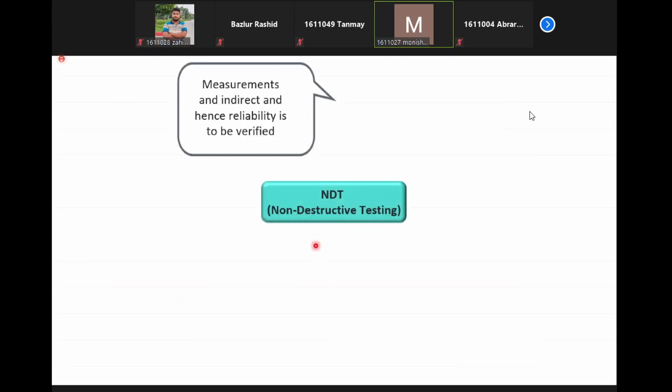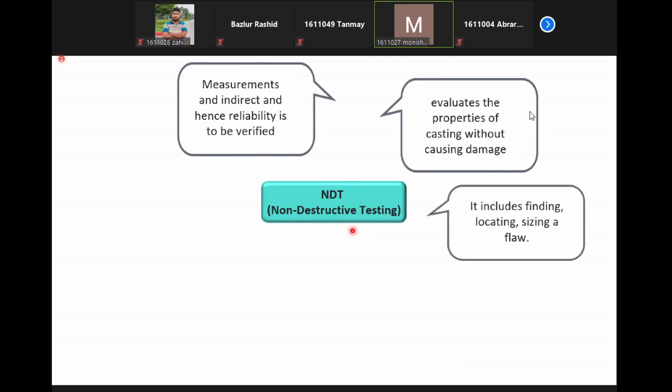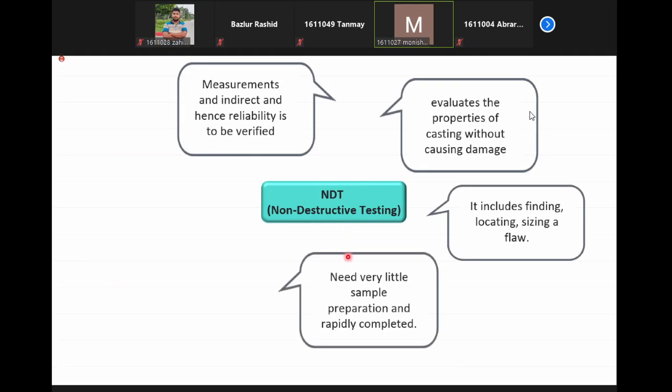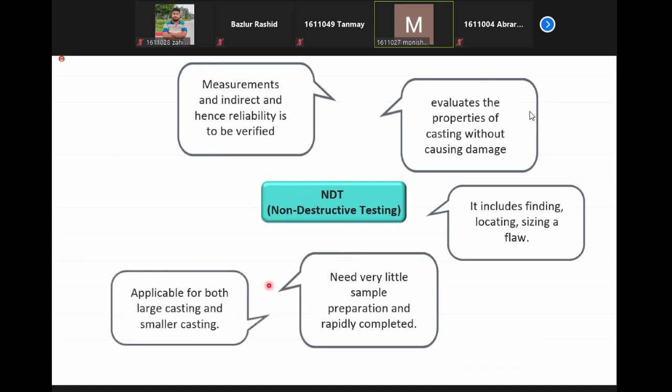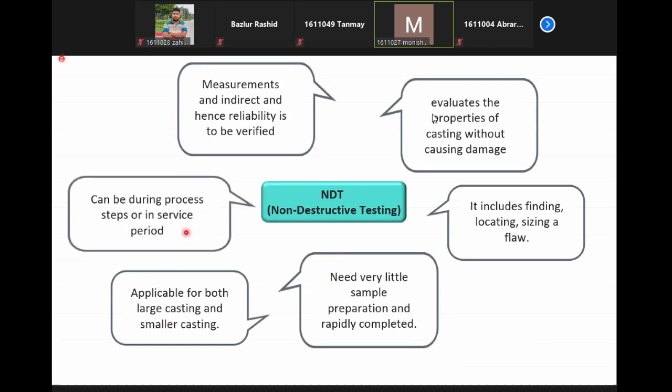The first thing about NDT is that it evaluates the property of casting without damaging it, and it finds, locates, and tells the size of a flaw. Only a little sample preparation and surface preparation is needed, and it is very rapid. It works smoothly with both large and small castings, and we can use it in manufacturing processes and also in the service period. Another thing is that it is an indirect method. We cannot predict with a certain value, so the reliability of this method is high but sometimes can come into question.